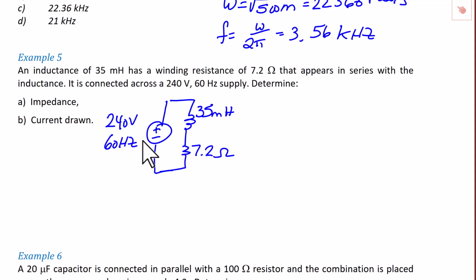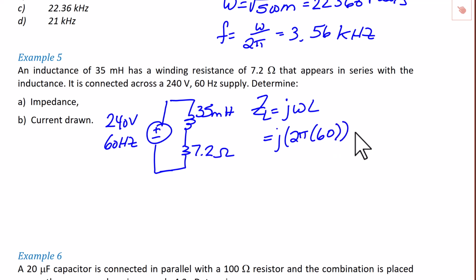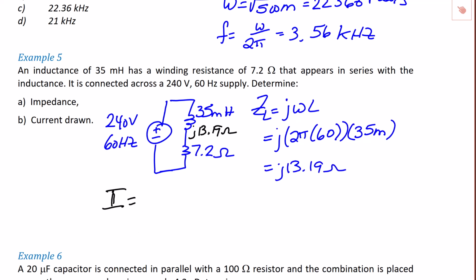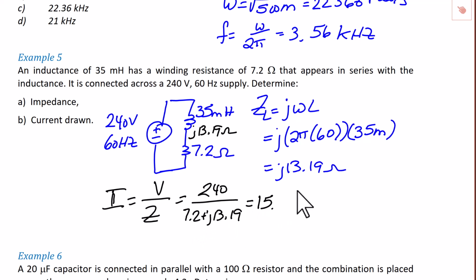So the impedance of an inductor is j omega L: j times 2 pi times 60 times 0.035 yields the impedance, which is j 13.19 ohms. So the current I is equal to V over Z, or the voltage, 240 volts with an angle of 0 degrees, divided by the series impedance, which is 7.2 plus j 13.19, which yields the current 15.97 with an angle of -61 degrees, and the units are amps.